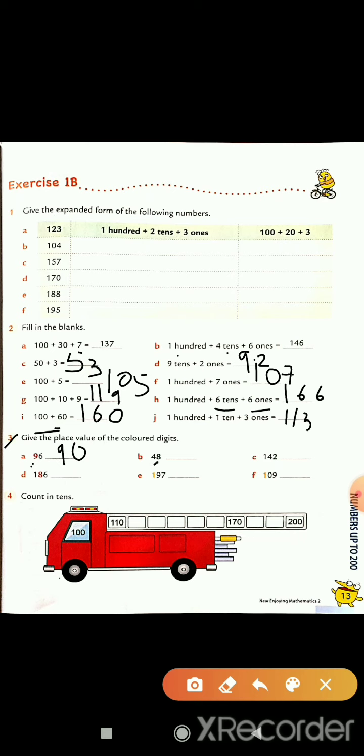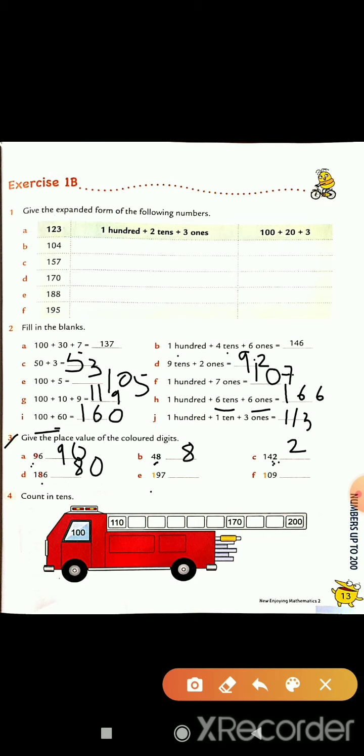8 is in the ones place. So its place value will be 8. Next, C. 142. We have to find the place value of 2 here. So 2 is in the ones place. So its place value will be 2. Next, 186. We have to find the place value of 8. 8 is in the tens place. So the place value of 8 is 80.